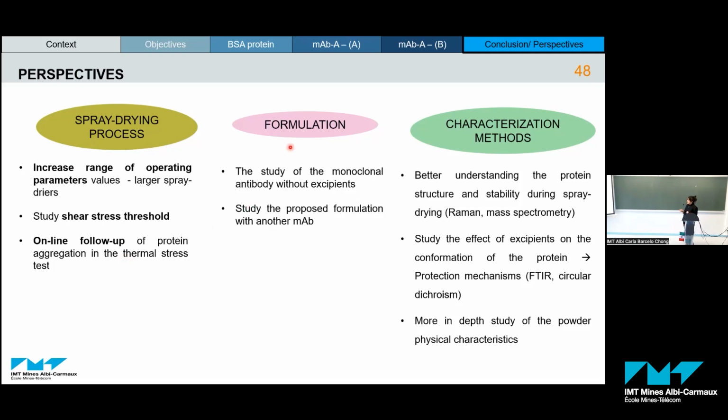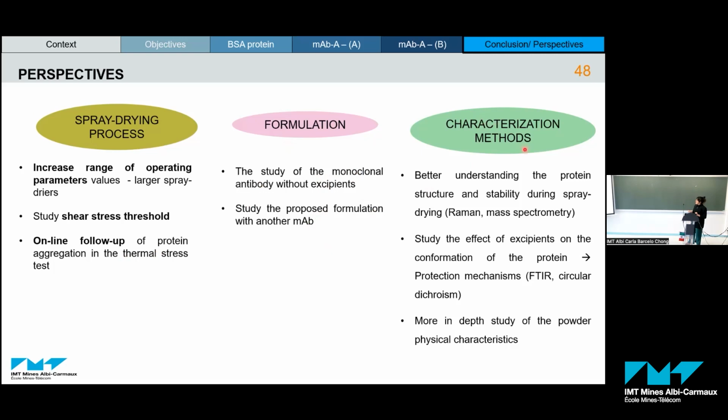For the formulation, the study of the monoclonal antibody without excipients can give us more information that we can compare to the results obtained in this present thesis. And as well, the study of the formulation proposed in the improved phase using another monoclonal antibody to see if different types of monoclonal antibodies are protected in the same way.